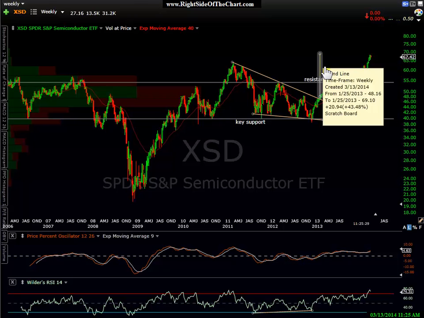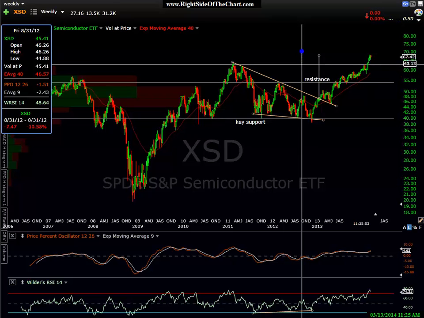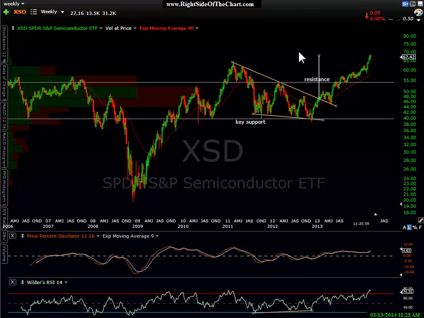This white line I've added is the projection. A very simple but somewhat effective method of projecting the measured move of a bullish falling wedge. You measure the distance of the widest part of the wedge, which is what I've done here with this white trend line. Measure the distance, and then you add that to the breakout point, and that gives you your projected measured move in the pattern. And coincidentally or not, look where prices are, exactly at the top of that measured move. So this, again, adds to the case.